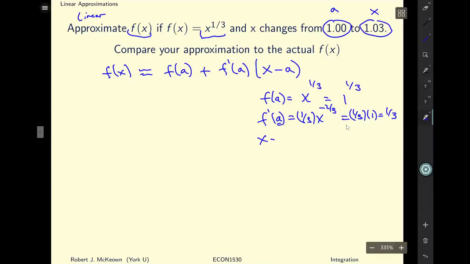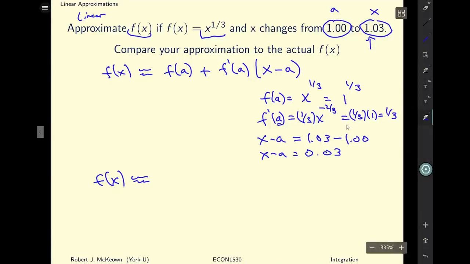And x minus a is going to be equal to, well, I've already told you what x is, 1.03 minus 1.00. And so x minus a is going to be equal to 0.03. There are the components. That's how we use the formula. Now all I have to do is sub in the values. And forgive me how wiggly my equation line is.